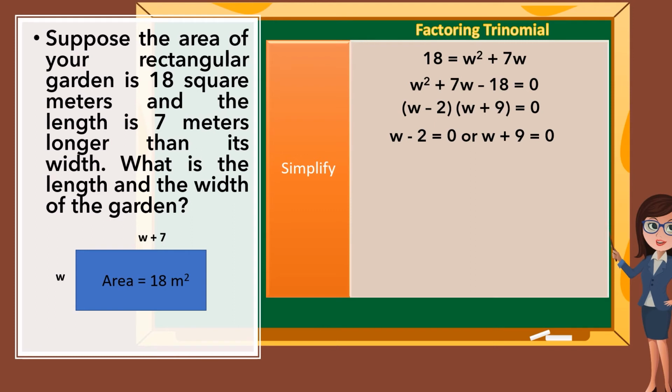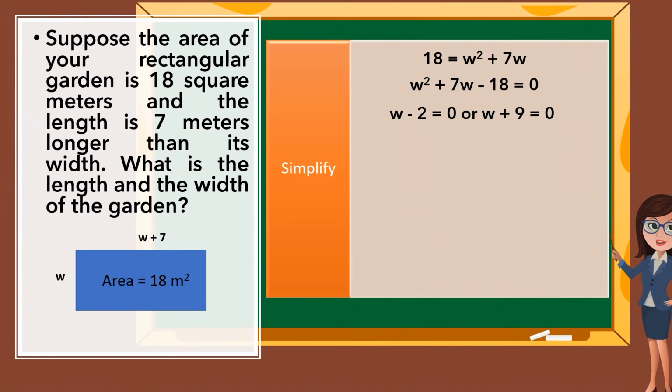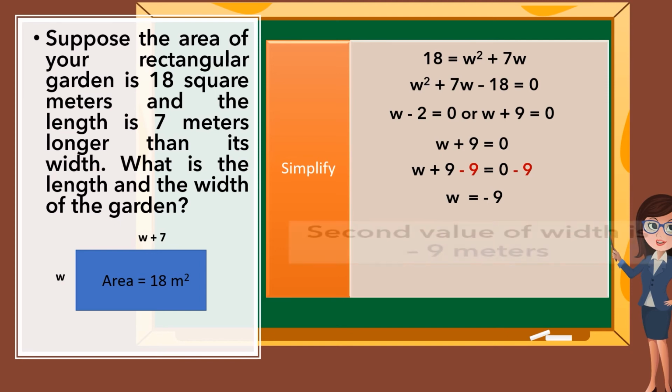Solving for the first value, where W minus 2 is equal to 0, width is 2 meters. For the second value, where W plus 9 is equal to 0, width is negative 9 meters.